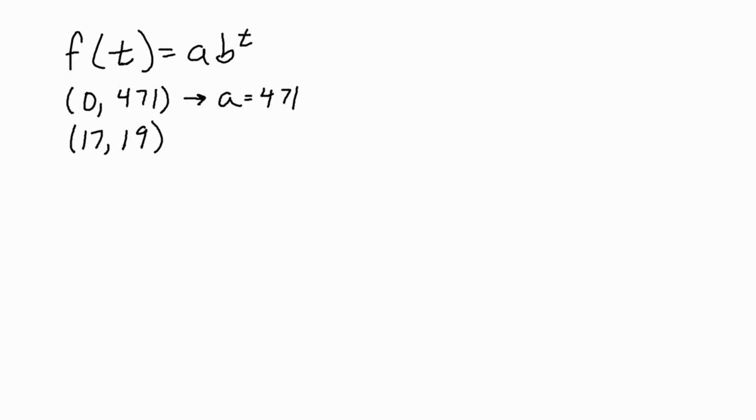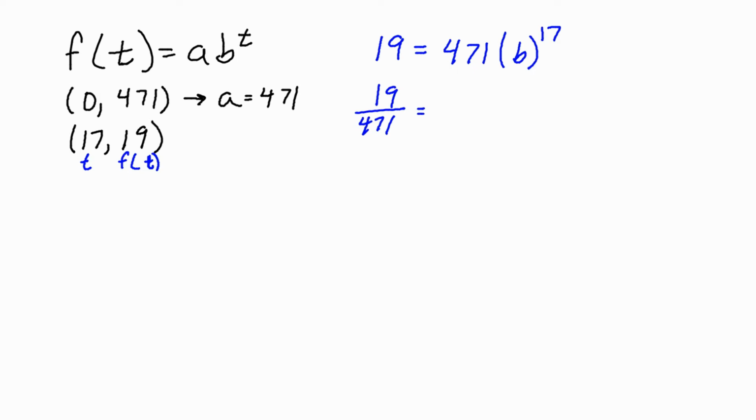So using our exponential equation, f of t equals a b to the t power, I can substitute in for a. I also can substitute for t and f of t, my t being 17 and my f of t being 19. And now I can find b. 19 equals 471 times b to the 17 power. Divide both sides by 471. 19 divided by 471 equals b to the 17 power.